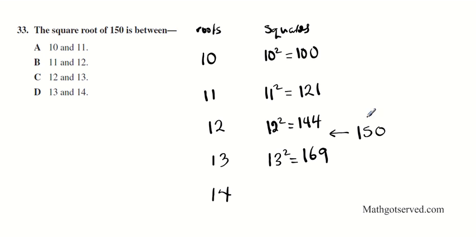So since 150 is between 144 and 169, the square root of 150 is going to be between the square roots of these two numbers, which are 12 and 13. So your answer is going to be C. All right? Okay, now let's move on to question number 14.